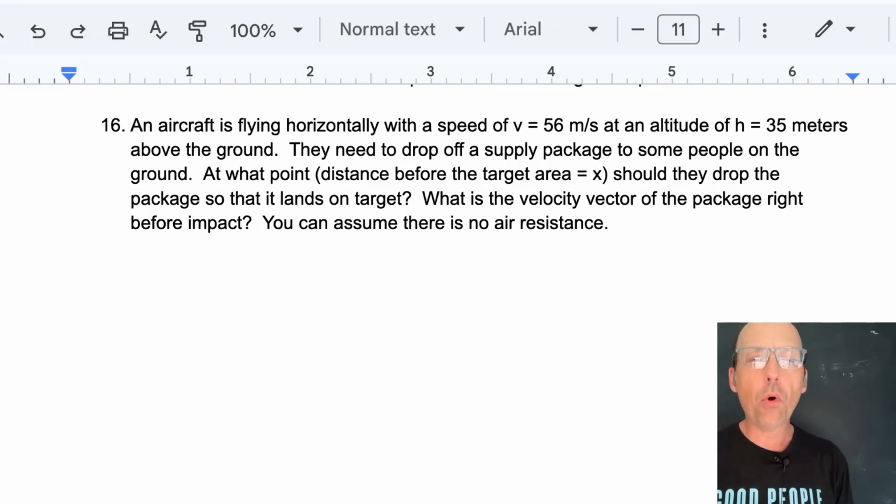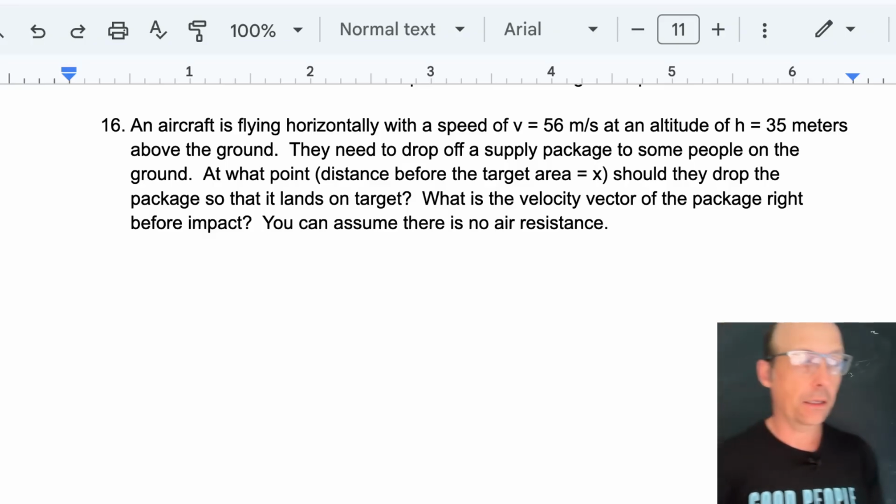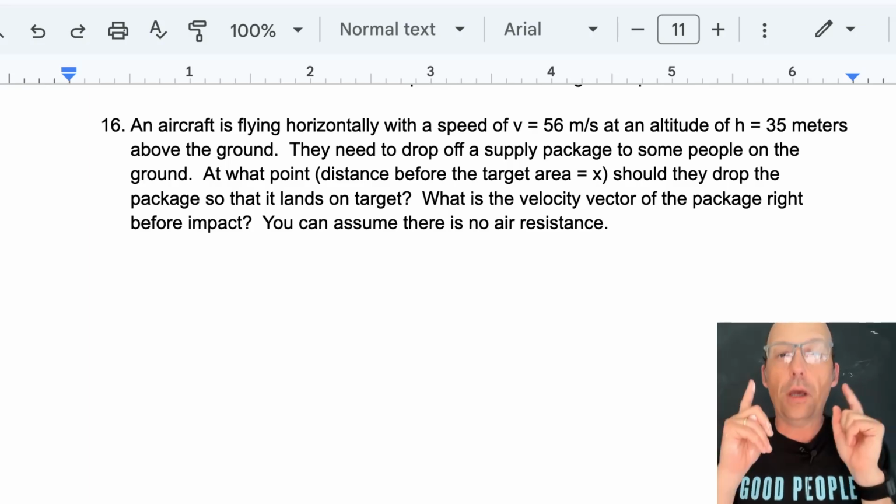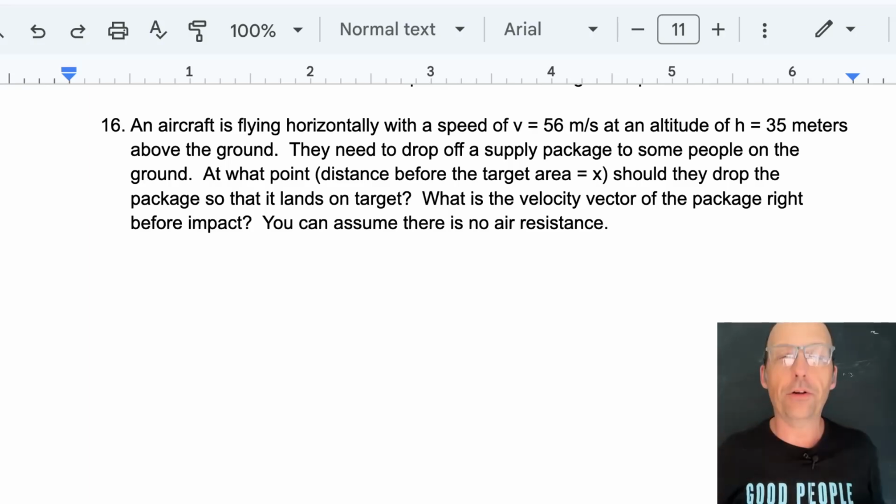At what point, how far from the target, should they drop the package so that it lands on the target? And what is the velocity vector of the package right before impact? Okay, so let's start this question off with a pause. I'm going to pause the video. You're going to pause the video.